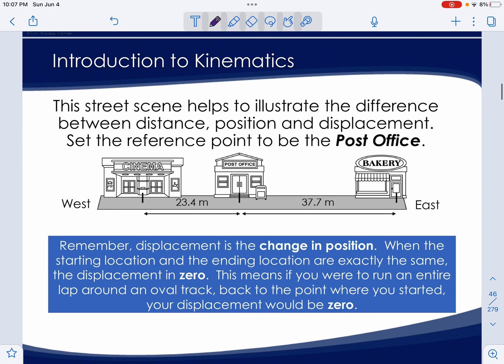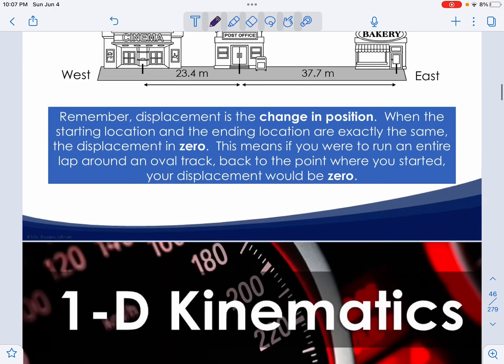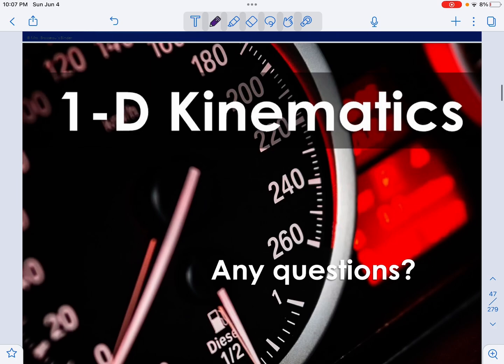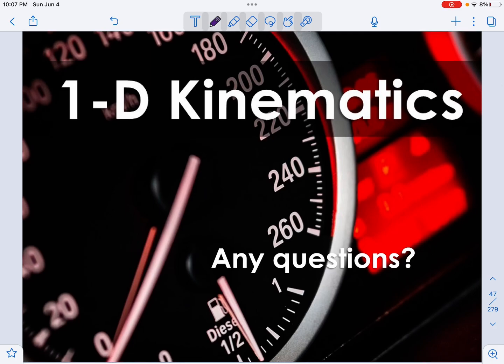Okay, remember displacement is the change in position. When the starting location and the ending location are exactly the same, the displacement is 0. This means if you were to run an entire lap around an oval track back to the point where you started, your displacement would be 0. Any questions? That's it for this portion.